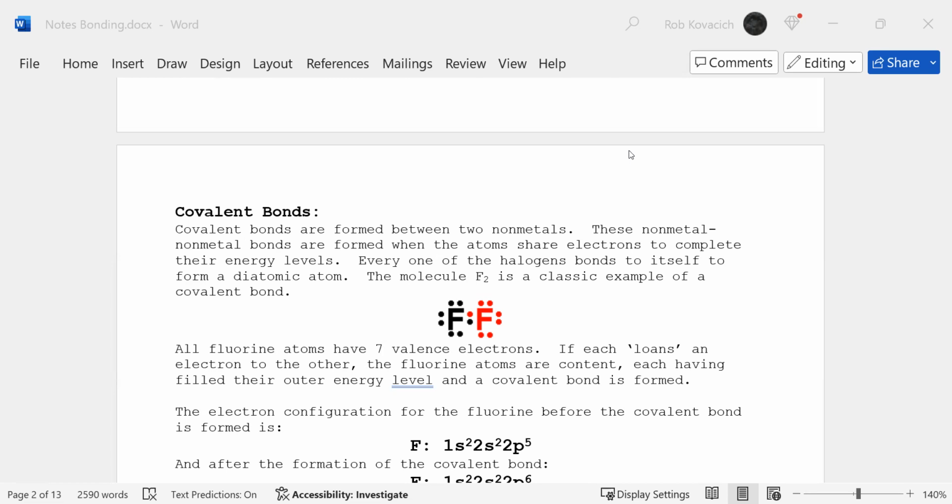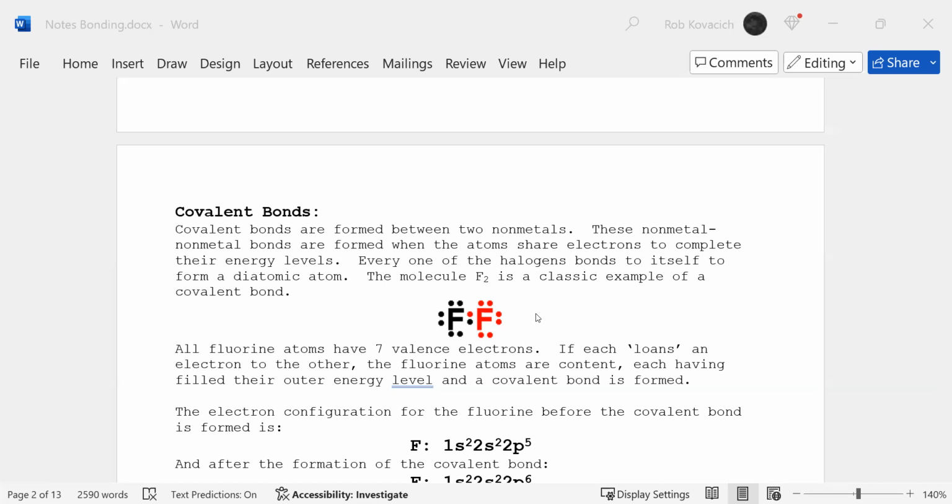So the black fluorine has 7 dots, the red fluorine has 7 dots. And so what they do is they share 1 electron between them. And so now what you see is, if I ignore this part right here, this looks like 8 electrons. And so that fluorine is happy, and this fluorine is happy, 8 electrons. So this is why fluorine is found as F2. It's one of the diatomics.